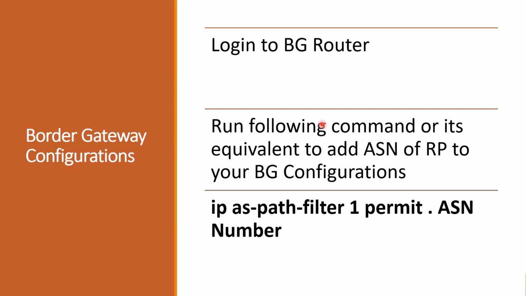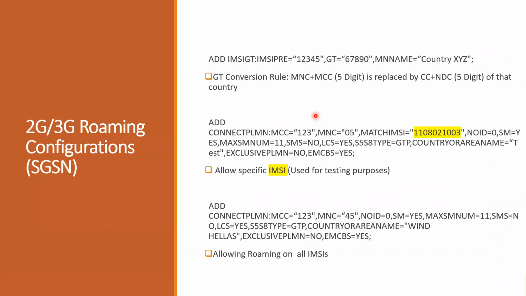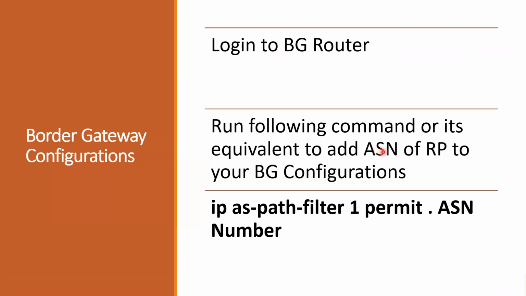If you look into the IR21, which is provided by the roaming partner, it has your GP information as well, and it has the ASN information as well. A reference command is basically this. When you log into the border gateway, it's a simple command. You mention the ASN number here, and this command is a static command, and here you are permitting this ASN number traffic to be allowed to pass through this border gateway.